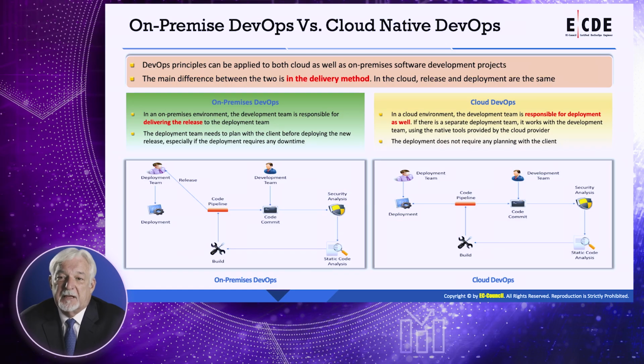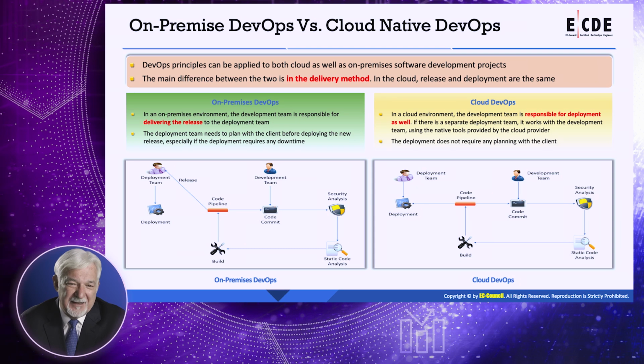On-prem DevOps versus cloud-native ops. DevOps principles can be applied to both cloud as well as on-premise software deployment projects. The main difference between the two is in the delivery method. In the cloud, release and deployment are pretty much the same. With on-prem DevOps, the development team is responsible for delivering the release to the deployment team. The deployment team has to plan with the client before deploying the new release, especially if the deployment requires any kind of downtime or break in service to those customers.